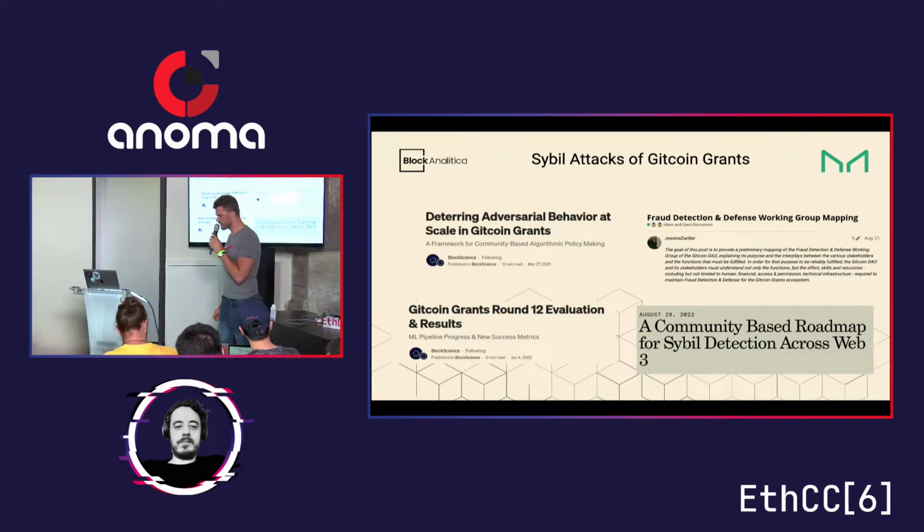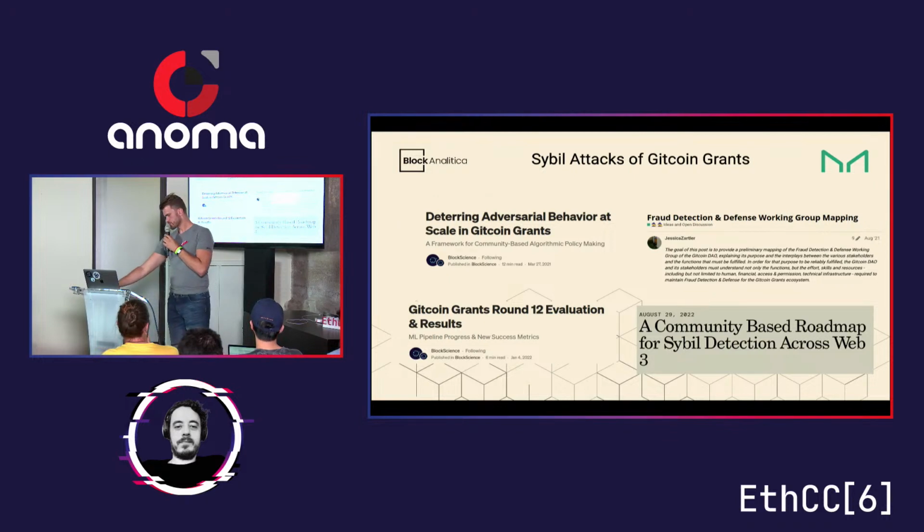That's when Gitcoin DAO, with BlockScience, stepped up, and they built the fraud detection and defense working group, and they focused on building semi-autonomous Sybil detection at scale. And what they managed to do in the end is to prevent more than 3 million in fraud with this. And this is an example of a semi-supervised machine learning approach, where there is a human in the loop that does the sanctioning, deciding whether a certain grant or wallet or set of wallets is fraudulent.